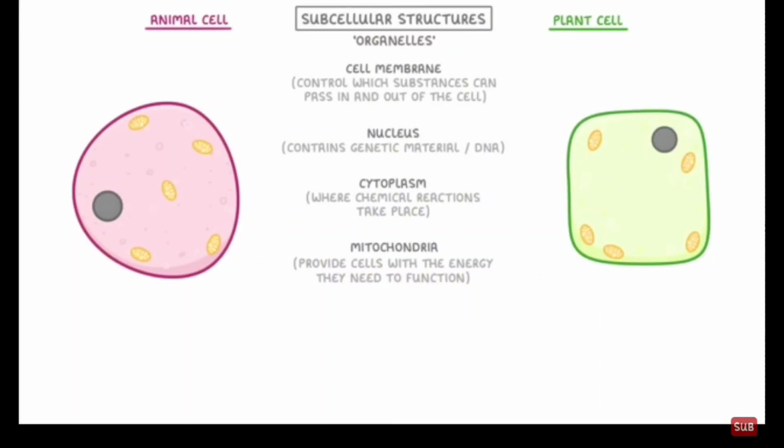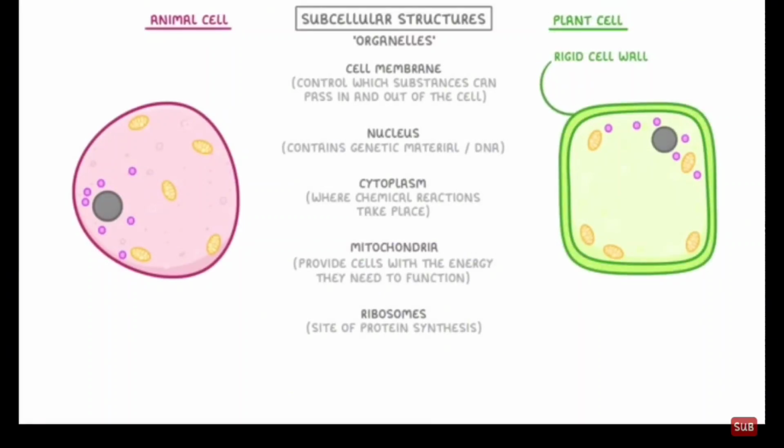And finally, both cell types also contain loads of ribosomes, which are the site of protein synthesis, which just means that it's where proteins are made. Now, all of these subcellular structures that we've just mentioned are common to both animal and plant cells. But importantly, plant cells also have a few extra structures. For one, they have a rigid cell wall around the entire cell that's made up of a material called cellulose. And because cellulose is really strong, the cell wall can provide support and structure to the cell, which is really important because if too much water entered the cell, then it would otherwise burst.